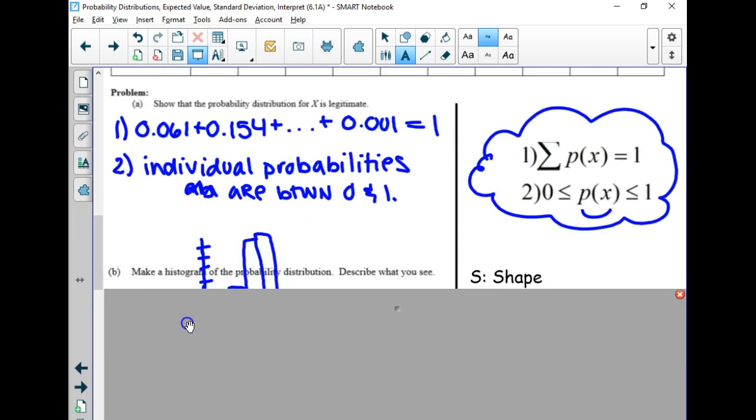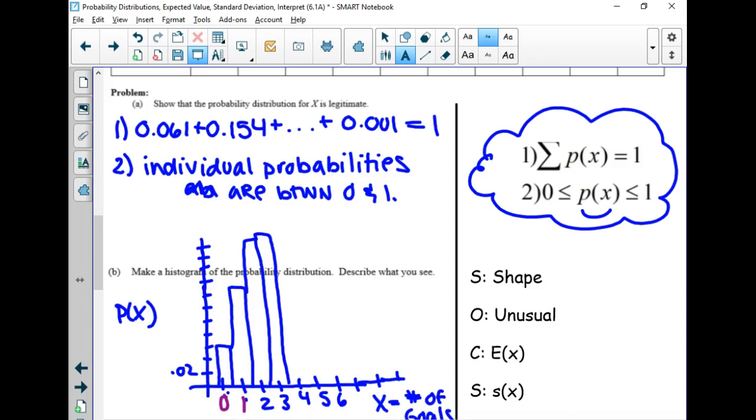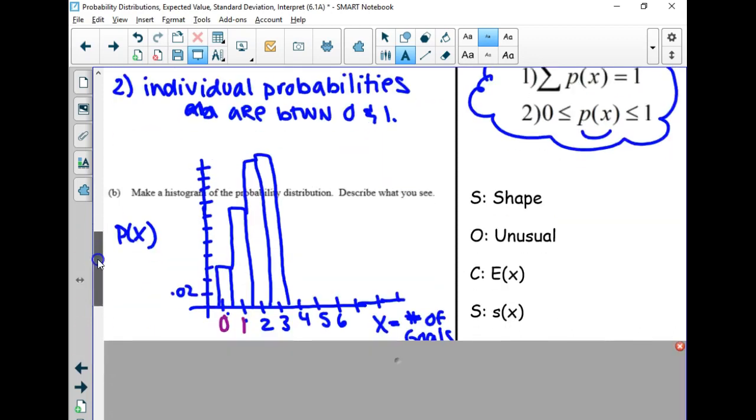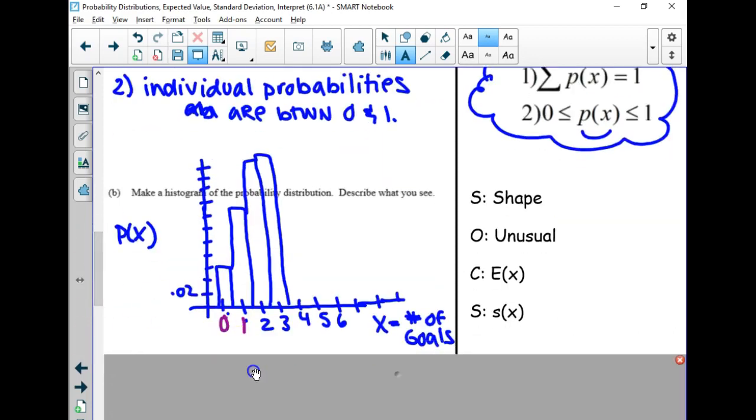Make a histogram of the probability distribution. Describe what you see. I didn't do the whole thing. I just started it for you. You can pause it here in a second, but let me describe first what I did. Your x-axis will always be the random variable. So that's x equals the number of goals there. The y-axis will always be the probability. Decide your scale. I decided to go by 200ths.